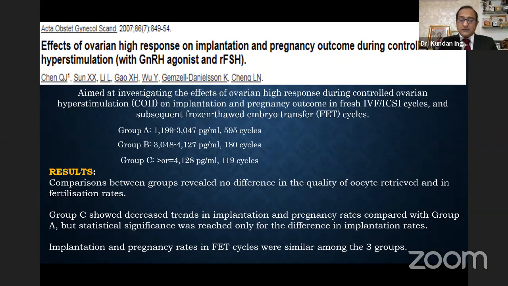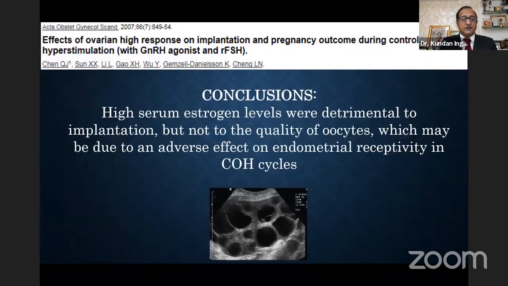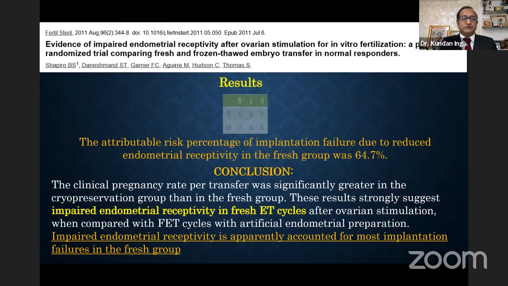So higher estrogen level is something which we are looking at, that it does not allow embryo to implant. It makes the endometrium unreceptive for the good quality embryo. So that was their conclusion.